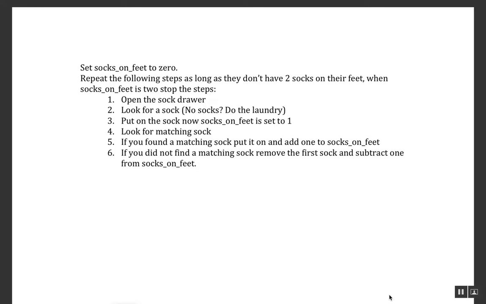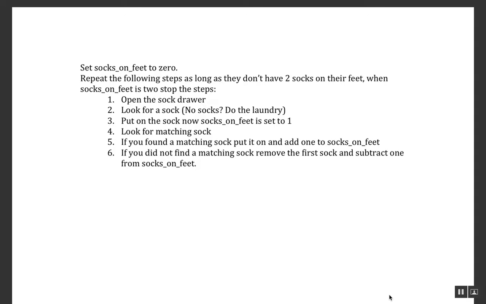Okay, so how did your logic work? Were they able to get two matching socks on when it was all finished? Here is what my instructions look like. So I have set socks on feet to 0. Repeat the following steps as long as they don't have two socks on their feet. When socks on feet is 2, then stop the steps.